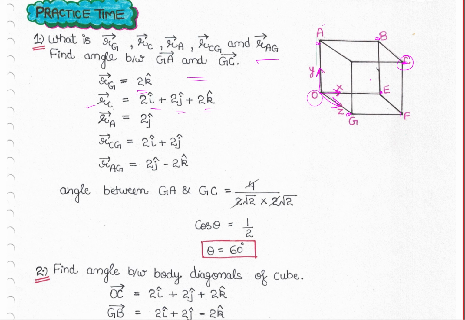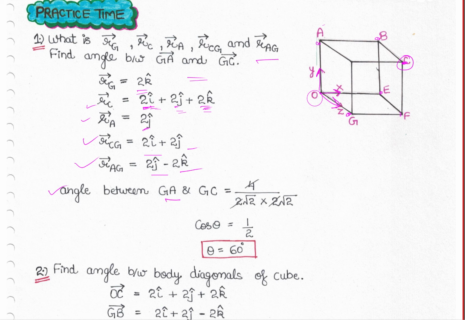And to reach the point C, we have to take 2 unit along i cap, 2 unit along j cap, and 2 unit along k cap. RA is equal to 2 j cap. We can reach along the y-axis, using only the y-axis, 2 unit along the y-axis. And RCG is equal to 2 i cap plus 2 j cap. RAG is equal to 2 j cap minus 2 k cap.